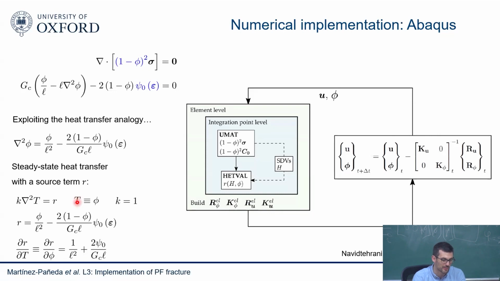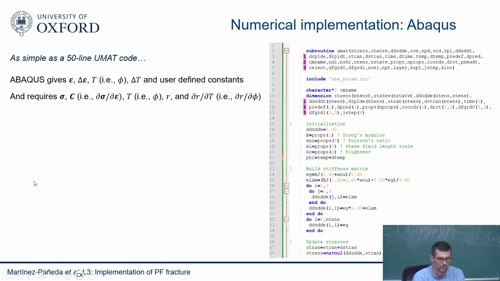But this is very nice, because then we can do things at the integration point level. In fact, depending on the version of Abaqus, you need a HETVAL, or only a UMAT. In a UMAT it also allows you to define an R value. And I'll show you now how it works. You only need a 50-line user material code, a UMAT code. I don't know if you're familiar with UMATs, but UMATs are the subroutine for user materials in Abaqus.